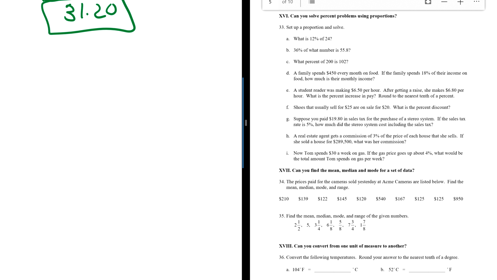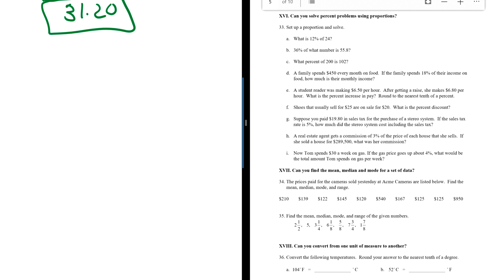The mode is the number that occurs most often. Okay, the number that occurs most often. And then the range, finally, is the largest number minus the smallest number. Largest minus the smallest. And then you're good with all 4 of those categories.